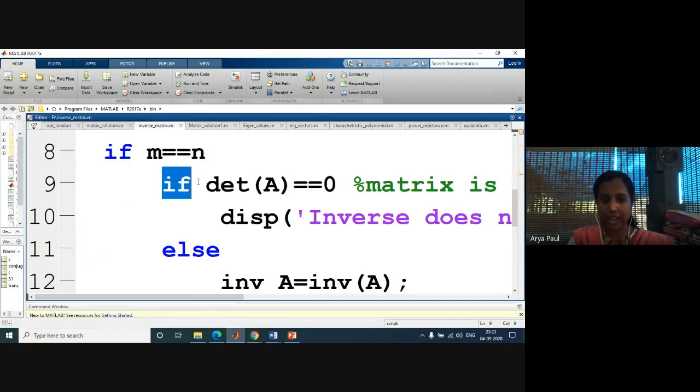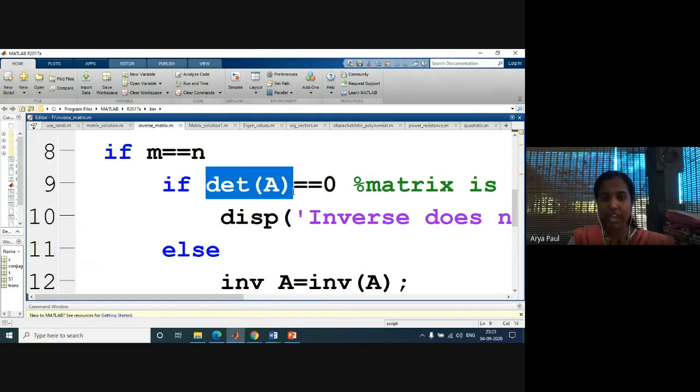Now the next condition is whether the matrix is non-singular or singular. Okay, how can you check whether the matrix is non-singular? Suppose the determinant of A equal to 0. How can you find the determinant of a matrix? Just type DET. DET is an inbuilt function. So DET of A will return you the determinant of A. You know how to calculate the determinant of a matrix manually, isn't it? In MATLAB, you can find out the determinant of a matrix using the function DET.